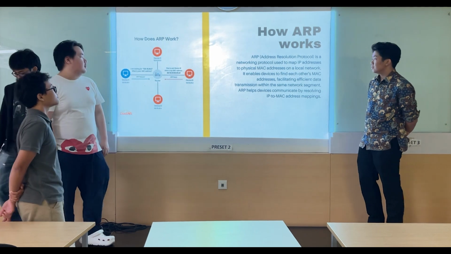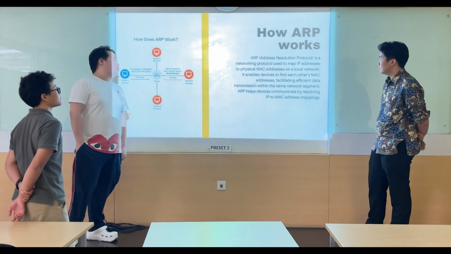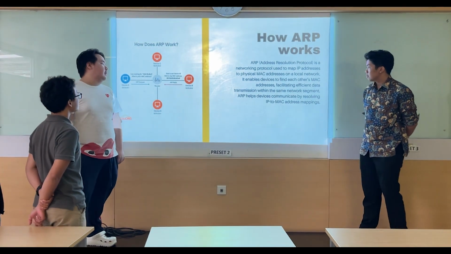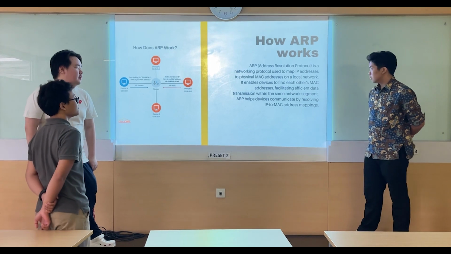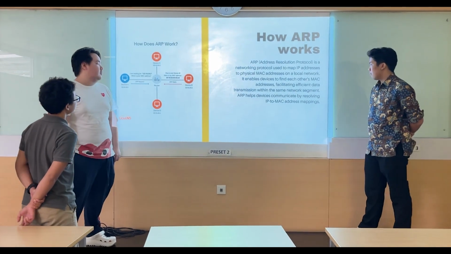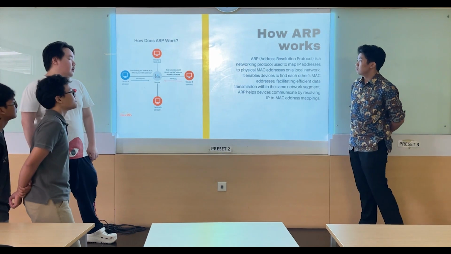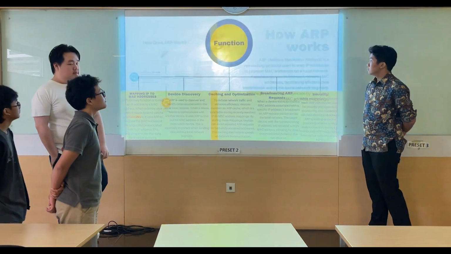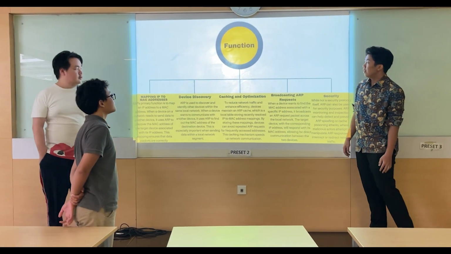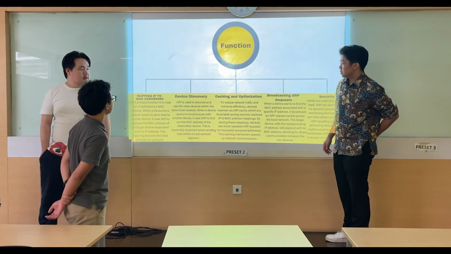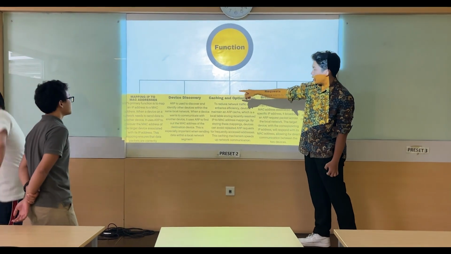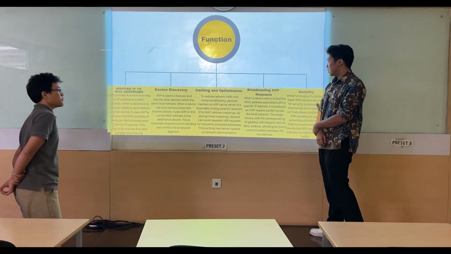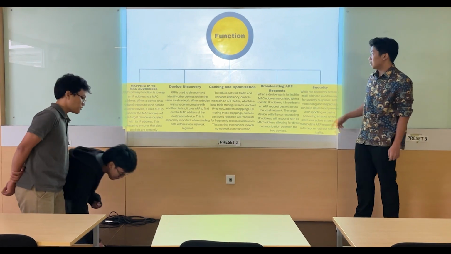How ARP works. ARP is a networking protocol used to map IP addresses to physical MAC addresses on a local network. It enables devices to find each other's MAC address, facilitating efficient data transmission within the same network segment. ARP helps devices communicate by resolving IP to MAC address mapping. This is the example of the map. This is the function of ARP itself. The first function is mapping IP to MAC addresses, device discovery, caching optimization, broadcasting ARP requests, and security.